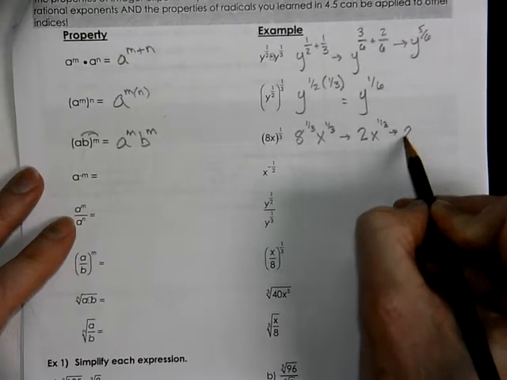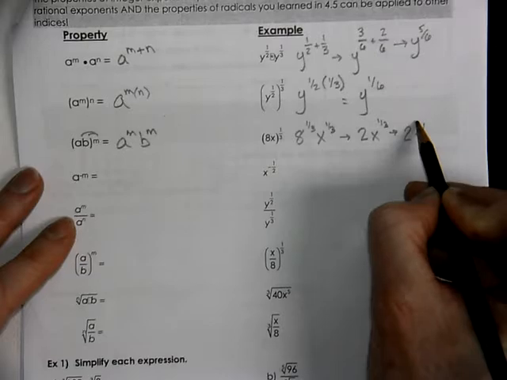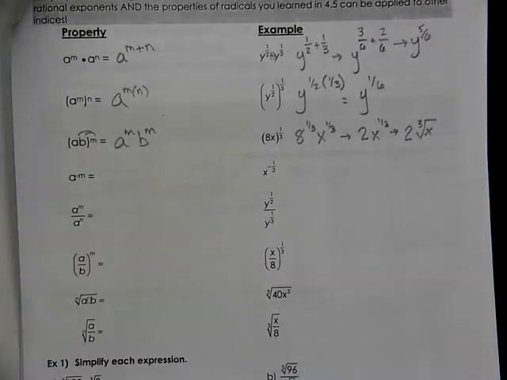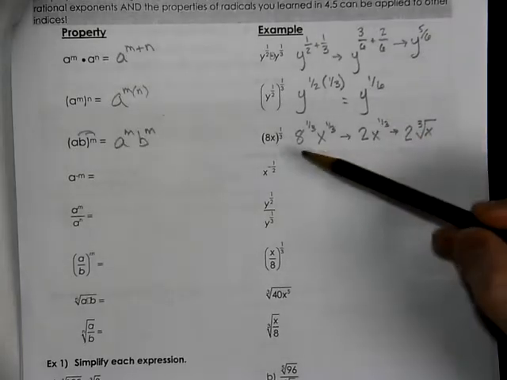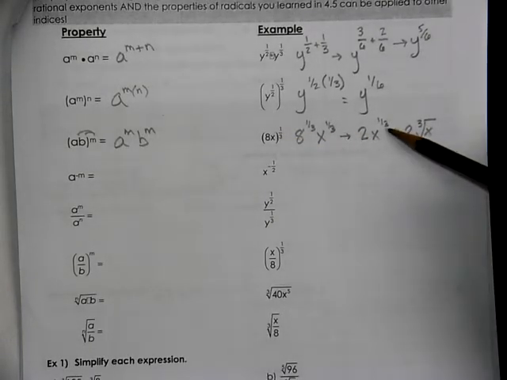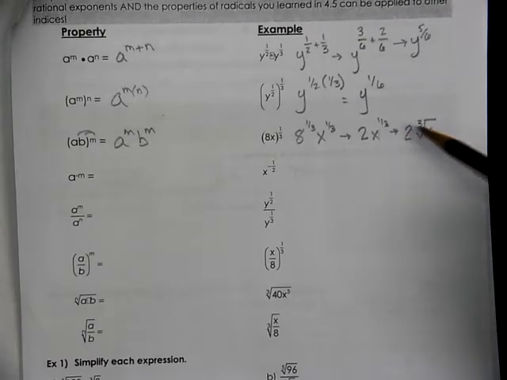You might write that as the cube root of x. If the question is written with a rational exponent, you should give your answer with a rational exponent. But just so you understand what's happening, the 1/3 just means cube root.